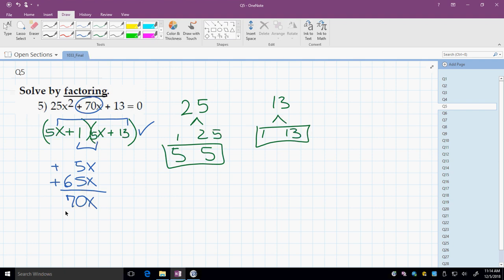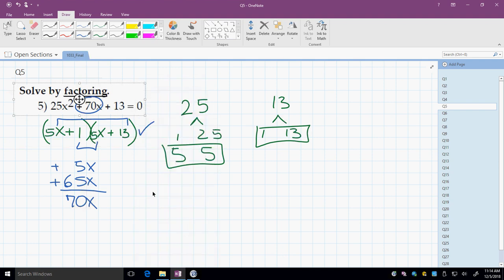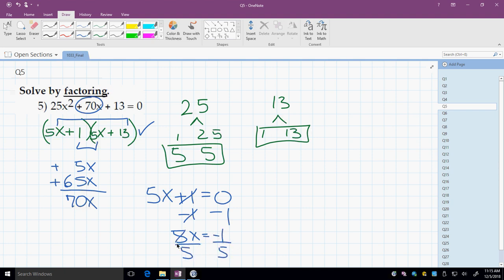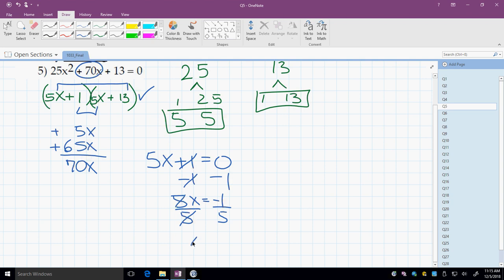Because we have the equal sign equals to 0, that means we have to take each parenthesis and equal that to 0 and solve for x. So I subtract 1 in each side of the equal sign. I have 5x equals -1. Divide by 5, both sides. Cancel. So now I have x equals -1 over 5.